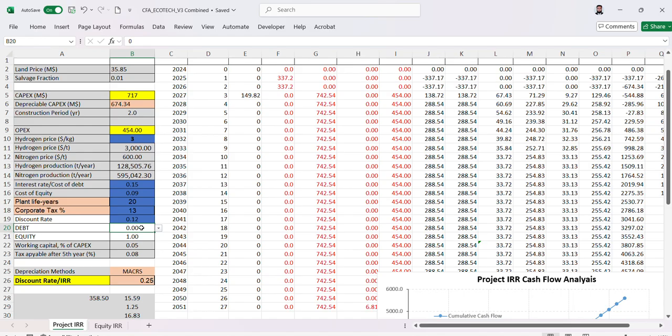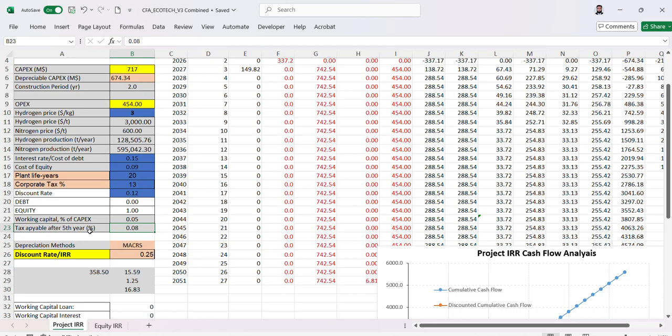Or in other words, it can be said that the project IRR analysis is conducted before considering where the money will come from. So equity means all the money is coming from the project, which is equity is 1, that means 100%. Now we assume 5% of capex is the working capital. Tax is payable after the 5th year of the project, which is assumed to be 8%. Depending on your country, it can vary.